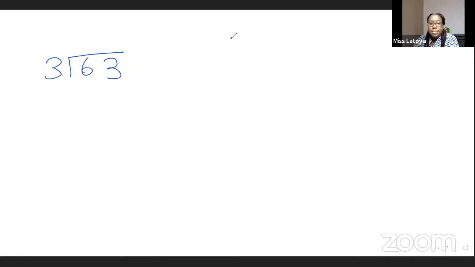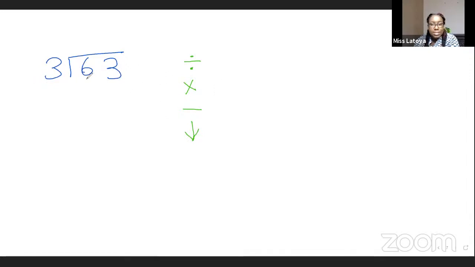Now, let's recap. What are the steps in long division? First, we divide. Then we multiply. Then we subtract, and then we bring down. Okay, so we're going to follow the steps that we have been learning, and let's begin.